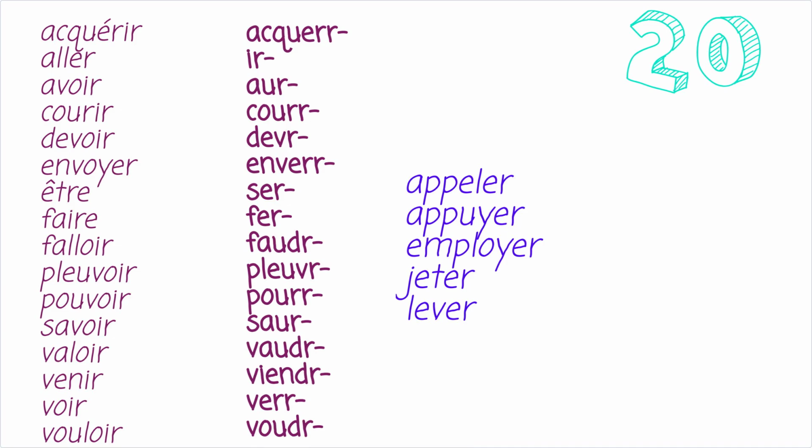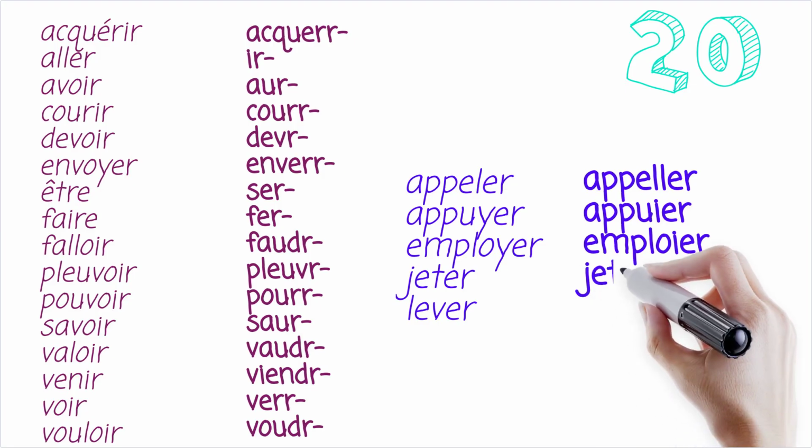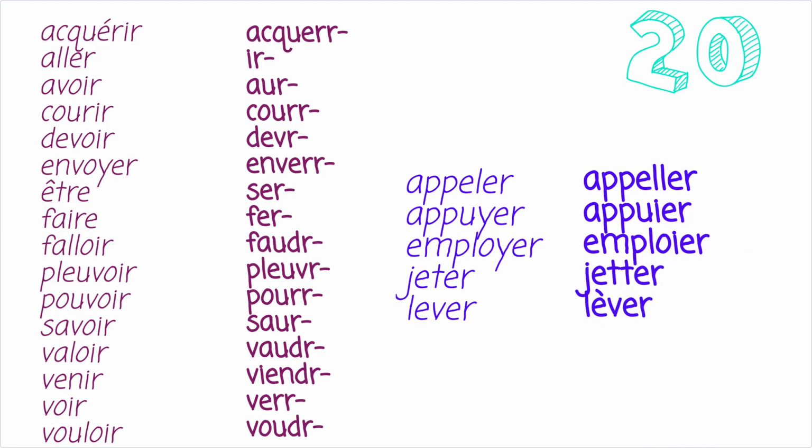And then the ones on the right here, appeler, appuyer, employer, jeter, lever, they just have a bit of a spelling change. So appeler doubles the L, appuyer and employer have an I instead of a Y, jeter doubles the T, lever just adds an accent. Otherwise, they're pretty much the same.